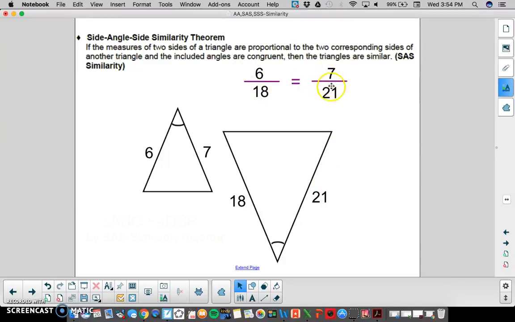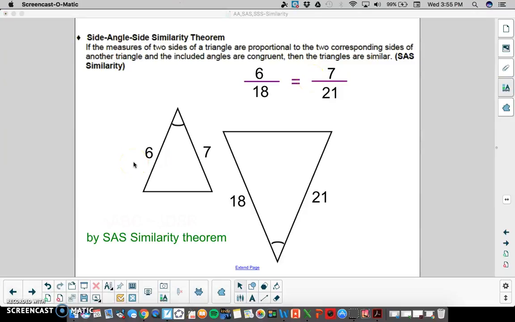If I reduce both of those fractions, I get 1/3. So I know that they are proportional. I could also check the cross product. 6 times 21 is 126. 18 times 7 is also 126. So I know that those are proportional. So I have two sets of sides that are proportional, and the included angles that are congruent. Therefore, by the SAS similarity theorem, or side-angle-side similarity, I know these two triangles are similar.